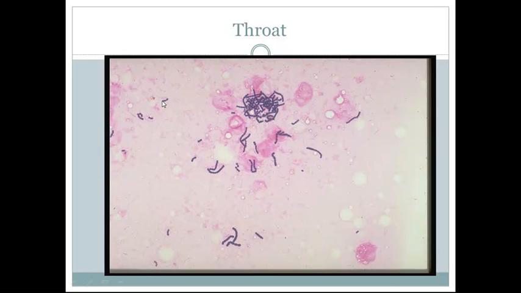So here we have purple circles, and they are in chains, as you can see. So this would be gram-positive streptococci.